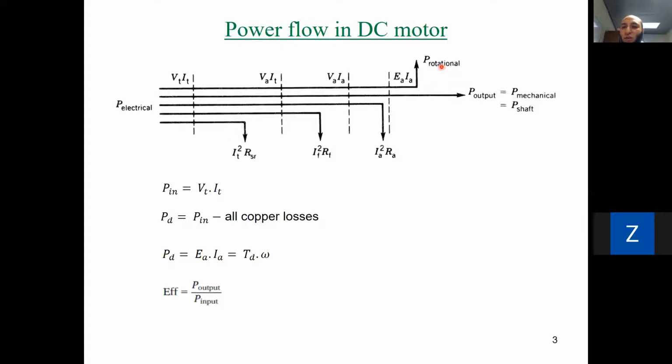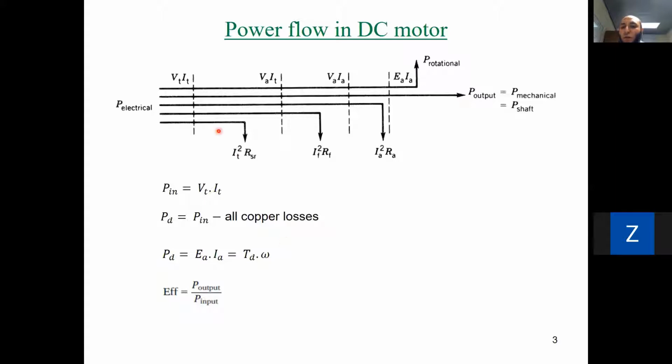And we will have some rotational losses, and the remainder power will be the output power, which is mechanical power. So after removing the electrical losses, we will have the electromechanical power or converted power, which is EA, the induced EMF, multiplied by the armature current. This power, EAIA, we call the developed power. It can be calculated either using electrical quantities, EAIA, or mechanical quantities, the torque developed multiplied by speed.